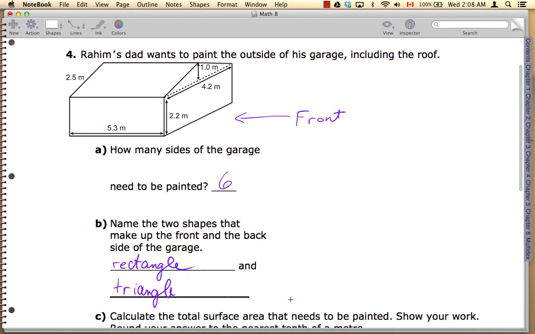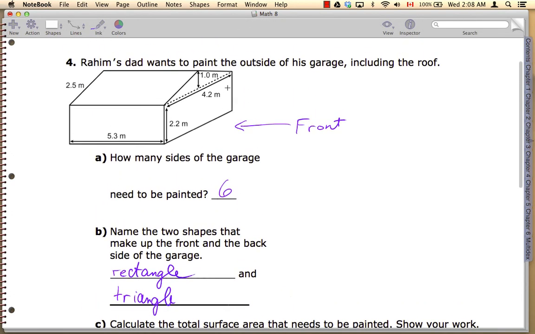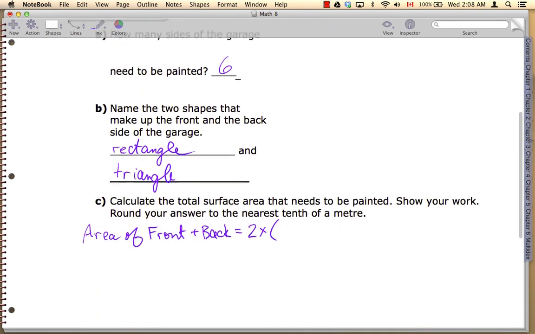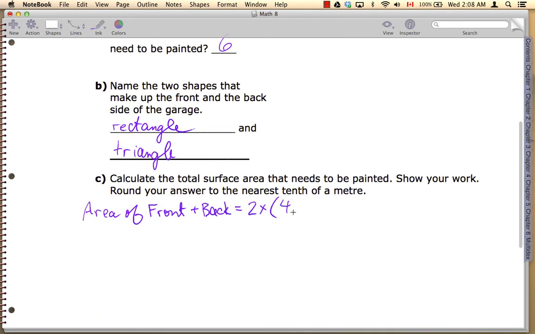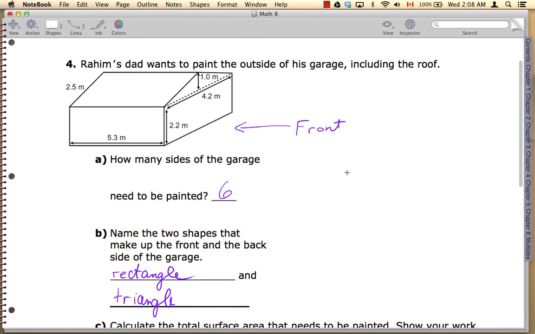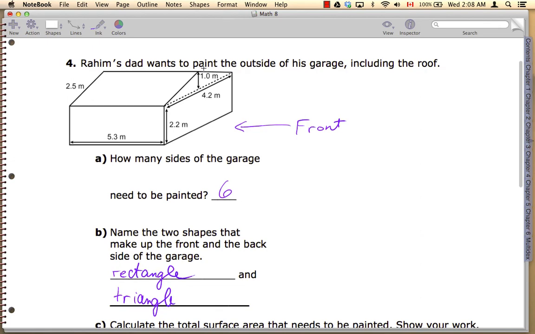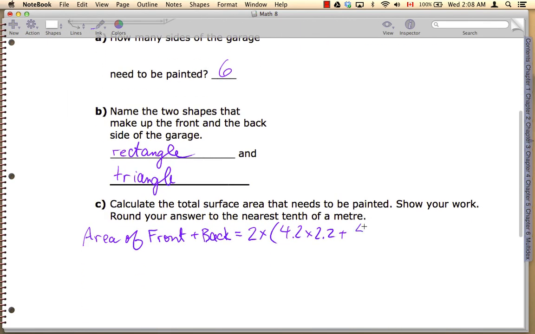So we know that the front has this rectangle to it, which is 4.2 by 2.2. And it also has this triangle to it, which has a base of 4.2 and a height of 1. With a triangle, you do base times height divided by 2 to find its area. So if you do that calculation, you'll get 22.68 square meters.